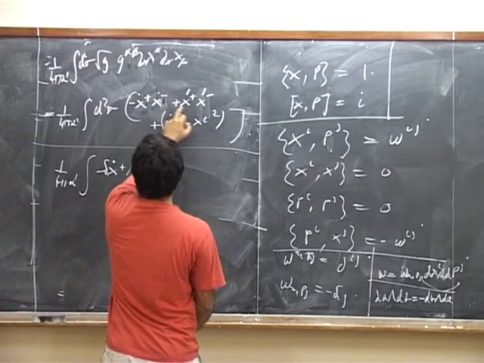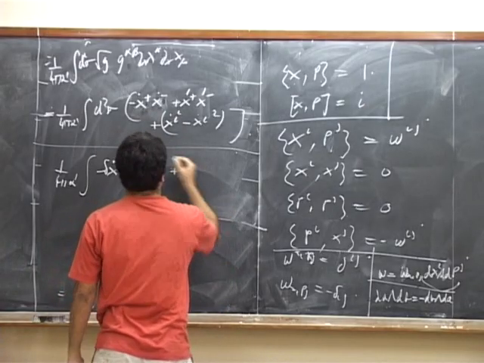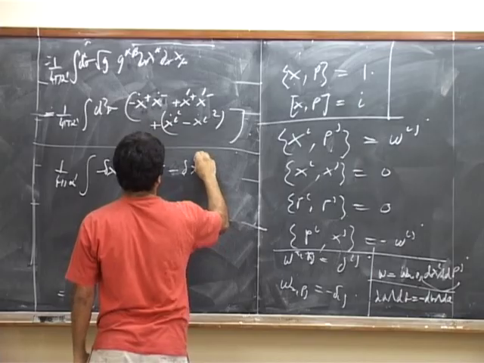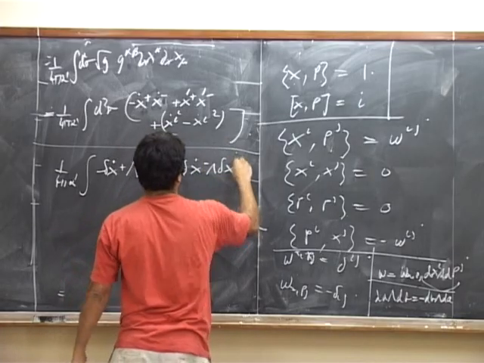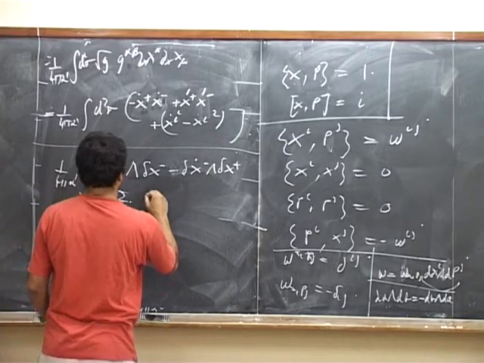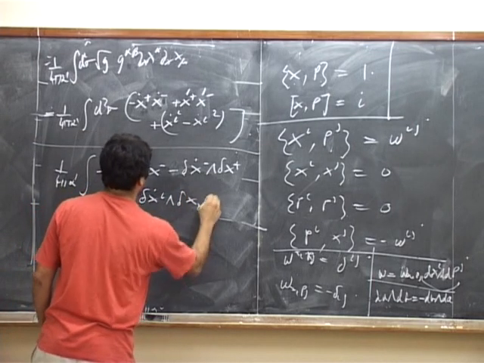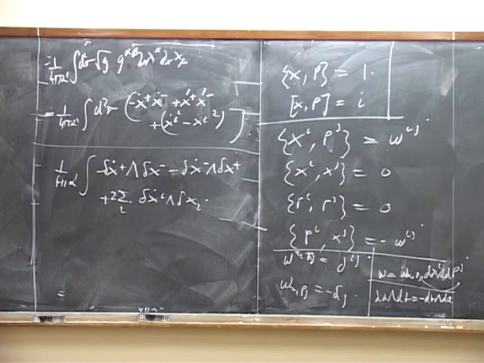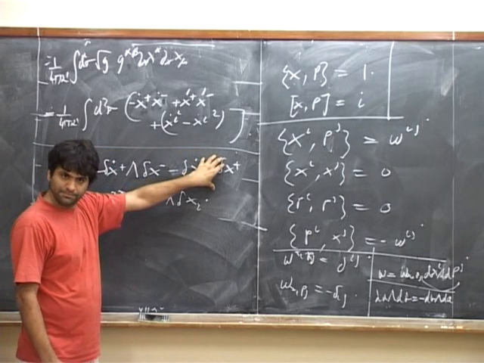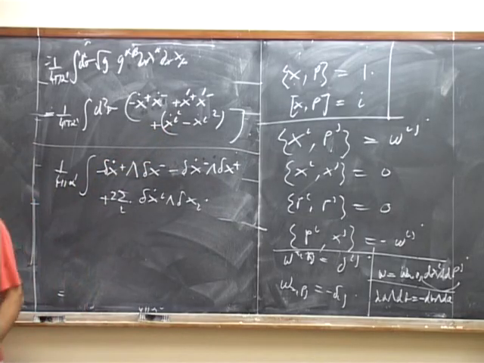What's the momentum conjugate to x plus? Minus x minus dot. So minus delta of x minus dot wedge delta of x plus, and then plus sum over I, 2 times delta of xi dot wedge delta of xi. Is this clear? Momentum conjugate to any variable times the variable. So this factor of 2 is the momentum conjugate to xi.